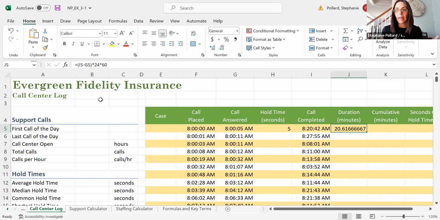I don't really need to call that out. And then I also have my formula in key terms page as well to let others know how I was using those formulas. So I do have that reference there too.